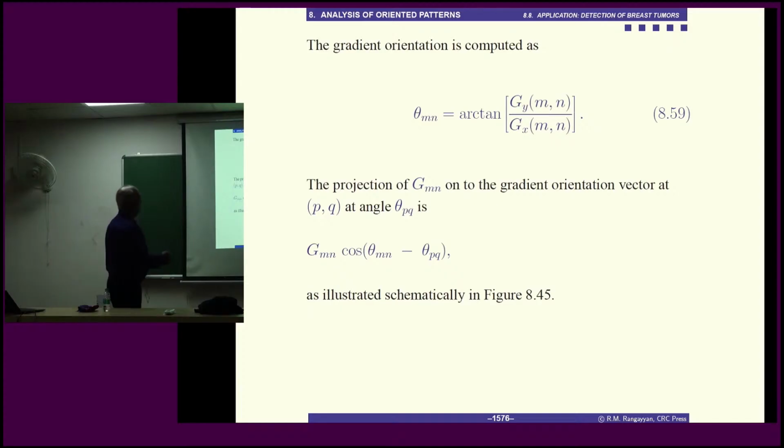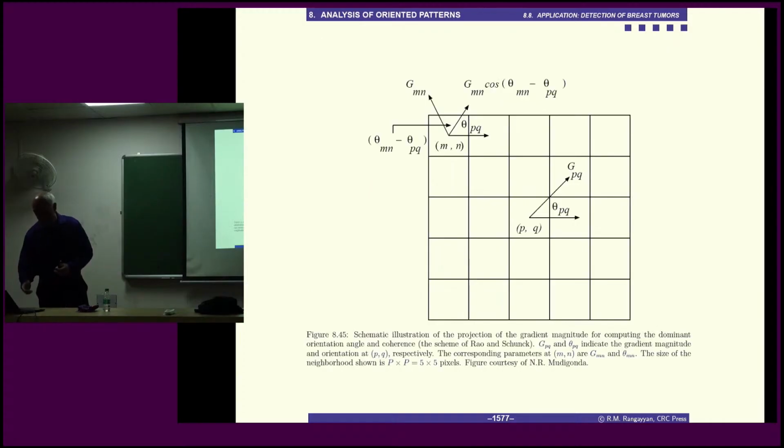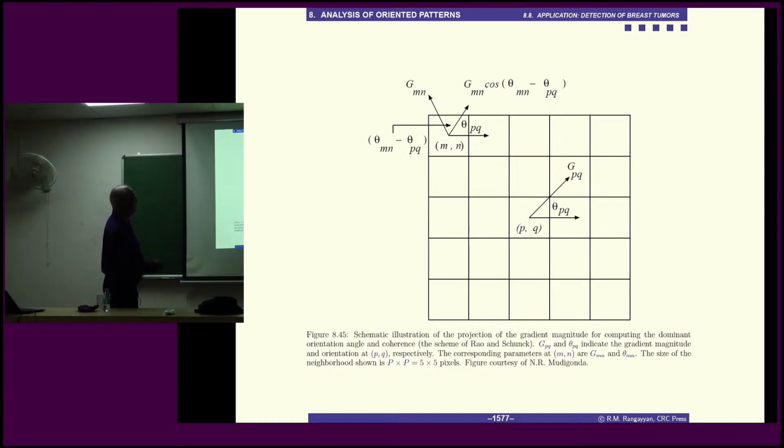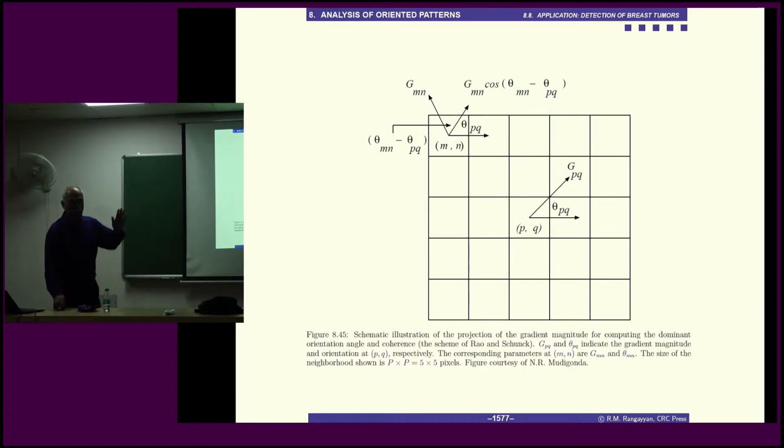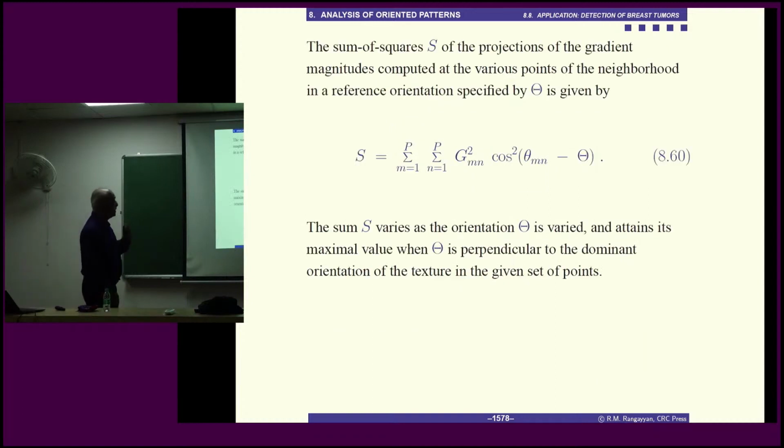So the projection of this vector, G mn, with its angle theta mn to some other angle theta pq is this. So you want to ask, how does it project to other angles? So there is some dominant angle, G pq, and there is a neighborhood pixel mn. It has G mn. What is that projected to this vector? Which is that. So you want to ask what is common between that and this in terms of orientation and strength. That is texture flow analysis.